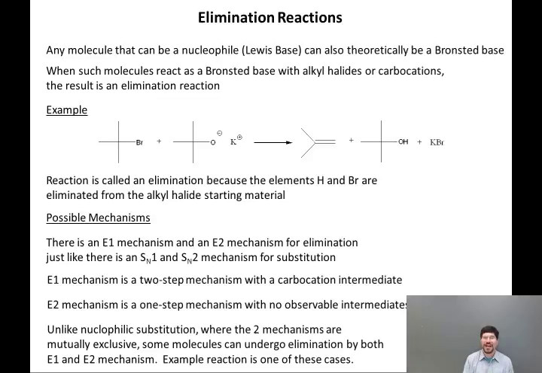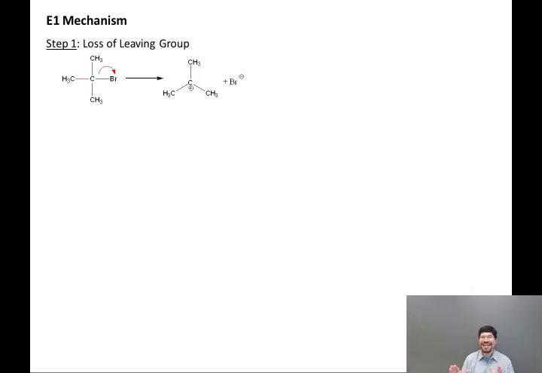And the example reaction that I put up here, the reaction of tert-butyl bromide with potassium tert-butoxide, is one of these cases. So this will give us the opportunity to look at both the E1 and then the E2 mechanisms in a little bit more detail. Let's begin with the E1 mechanism. So for an E1 mechanism, just like the SN1 mechanism, step 1 is the same: loss of a leaving group to generate a carbocation. Heterolytic cleavage of the carbon-bromine bond generates the tert-butyl cation, and Br- is expelled as the leaving group.